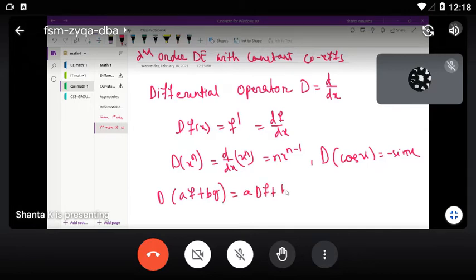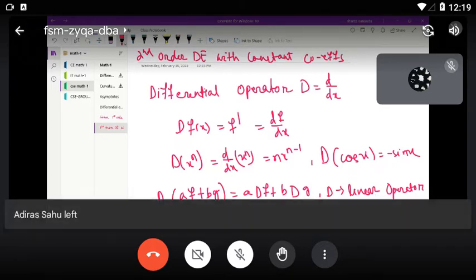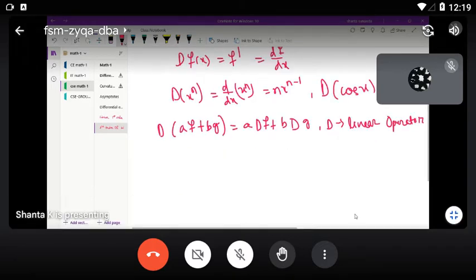So it's linear, so we can use this. This D is a linear operator. Because D is a linear operator, we use the term differential operator. So we use the term operator. Then we have here the first order dy by dx.